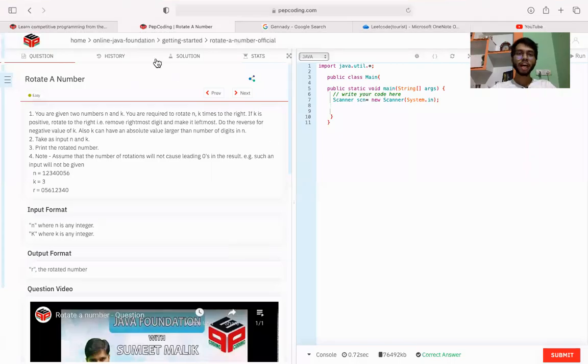Everyone, today we are going to discuss a problem, and the name of the problem is rotate a number. In this problem, we have to take two inputs, a number n and a k. We have to rotate that number k times, following three conditions. Let's discuss those three conditions.